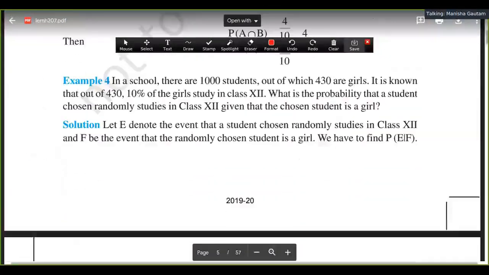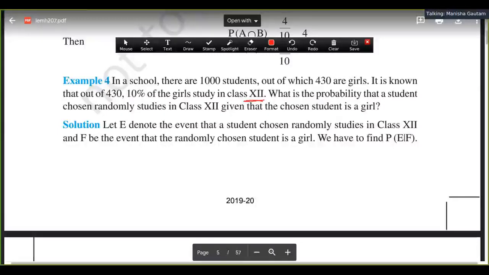Now example number 4. In a school there are 1000 students, out of which 430 are girls. It is known that out of 430, 10% of girls study in class 12. Okay, 10% of the 430 means 43 girls are studying in 12th class.